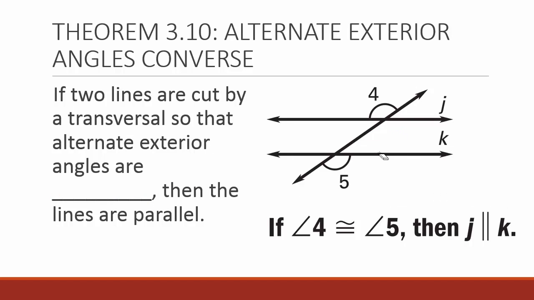Theorem 3.10, alternate exterior angles converse. If two lines are cut by a transversal so that alternate exterior angles are congruent, then the lines are parallel. If I draw my letter Z and I notice that the angles outside my letter Z that are on opposite sides of the transversal and outside the parallel lines, if the measure of angle 4 and the measure of angle 5 are equal, then they are congruent, and so we can say that line J is parallel to line K.